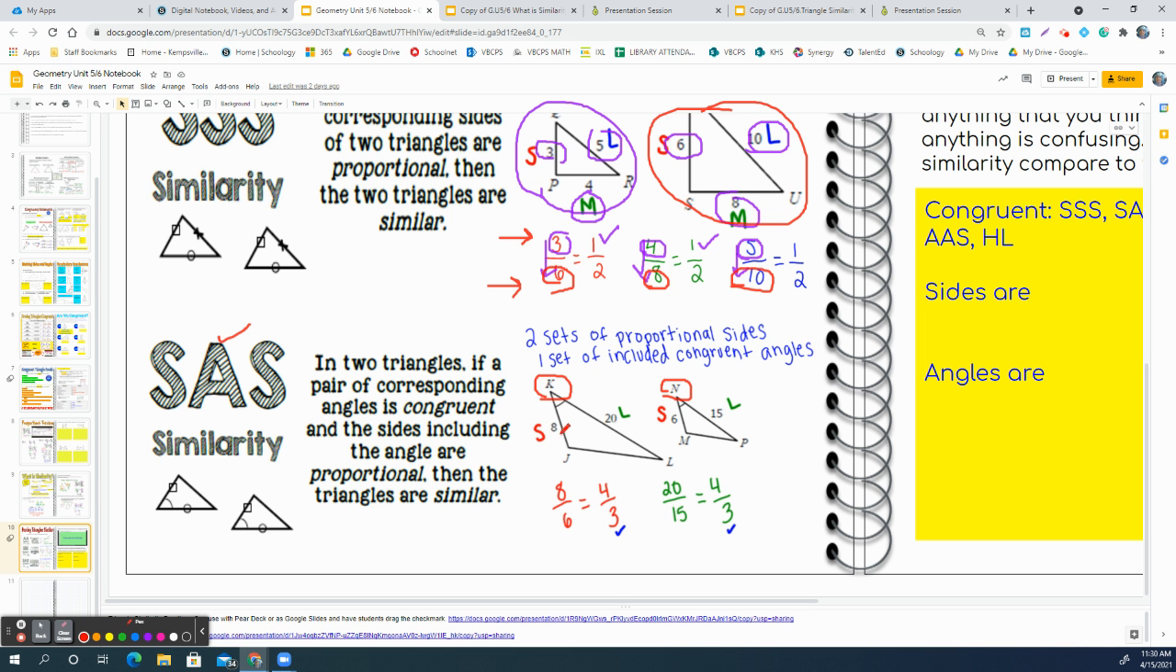So here they started with the 8 and did 8/6. So this is big over small. 8/6 reduces to 4/3. Then I come over here and I do 20/15. Because I started with the 8, I've got to start with the 20. 20/15 also reduces to 4/3. So this is going to be side, angle, side. Side, angle, side. You have 2 sides that are connected by this angle. Okay?